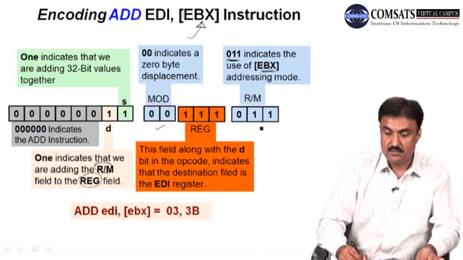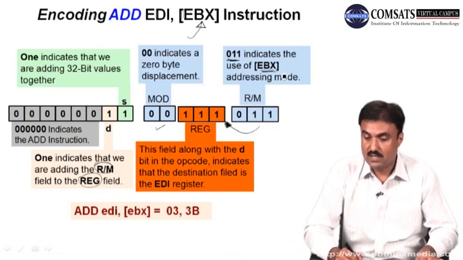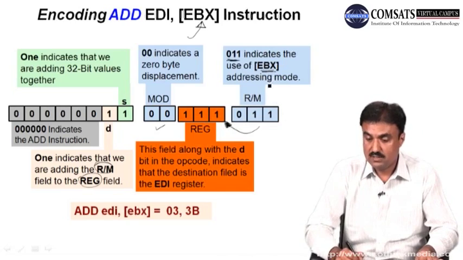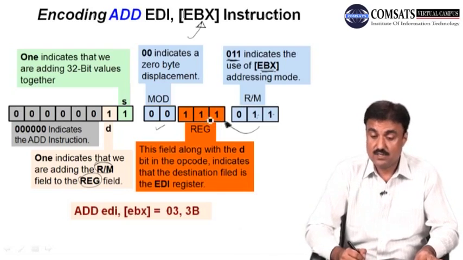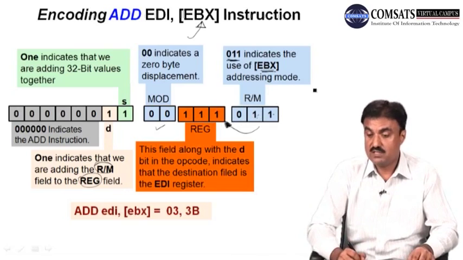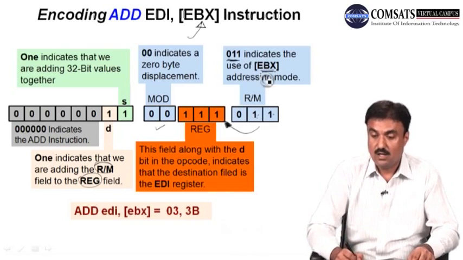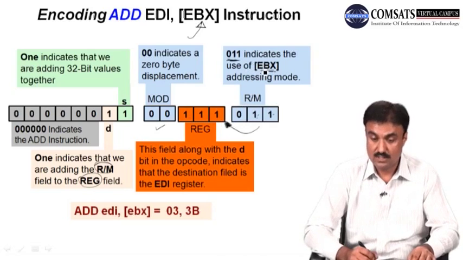from memory to the register field. So we are adding from memory to the register. So the RM field has the EBX value. So this is 011, and this one is the EDI register, and the EDI register is the destination register, and here EBX is the source register, and this 011 indicates we are using the EBX register here.